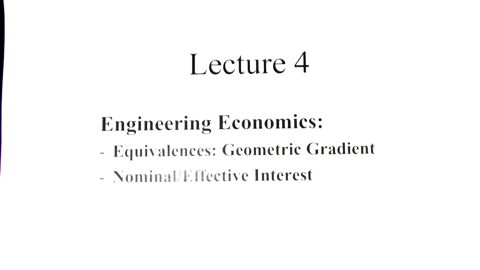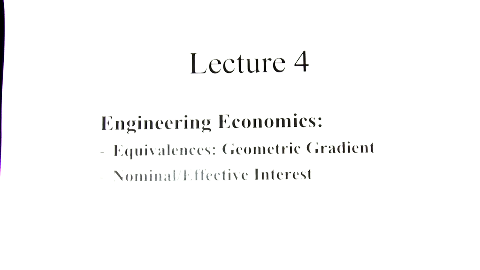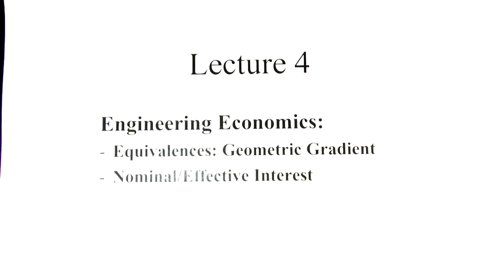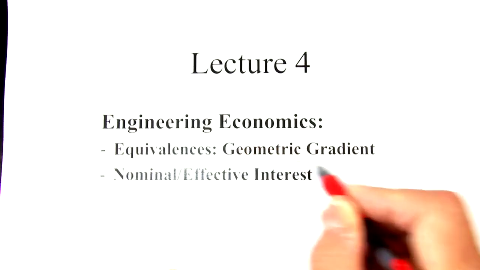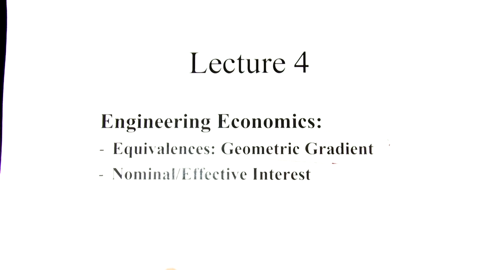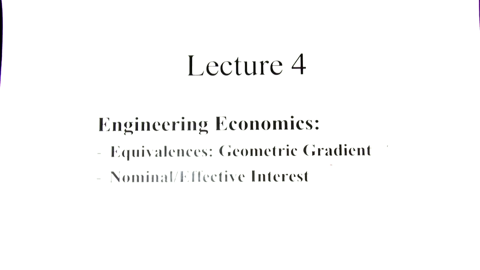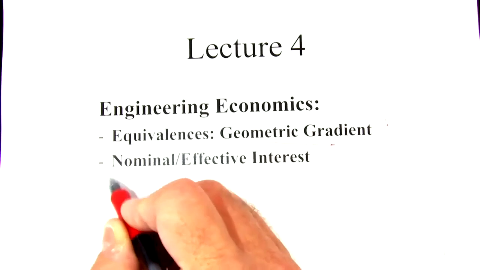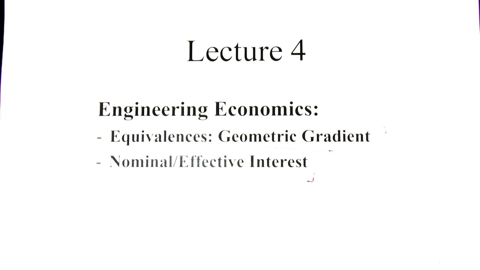So we covered the equivalences up to the linear gradient, which are all in the table in the back of the book. The last one we still need to cover is another gradient, called the geometric gradient, which is not in the back of the book, as I mentioned last time, because there is an additional parameter, and it wouldn't be possible to put it in table form. You would need a three-dimensional table to do that. And then after we discuss that, we mention an important, very practical difference between nominal and effective interest rate.